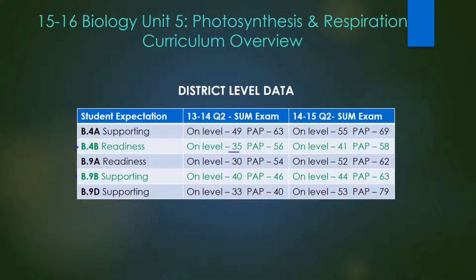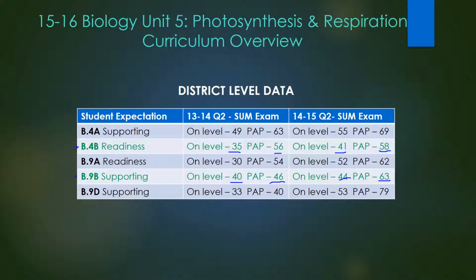Specifically for B.4B, on level has shown a little bit of growth over the past couple of years, from 13-14 to 14-15, going from 35 to 41%. Pre-AP was pretty stagnant. Looking at B.9B, 40% for on level in 13-14, and in 14-15 we have 44%. And Pre-AP showed more growth on B.9B, from 46 to 63%.